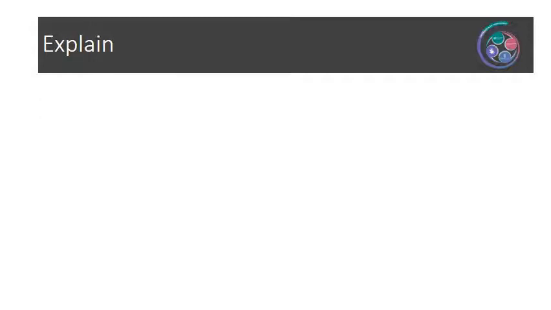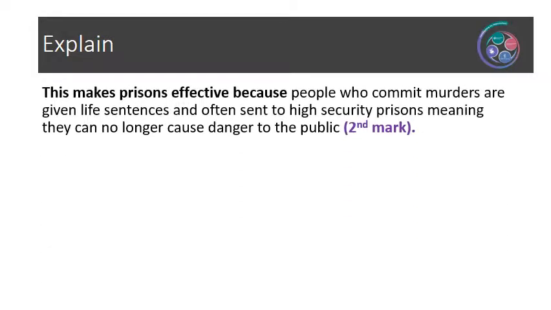We then want to add further details to explain why that makes prisons effective. This makes prisons effective because people who commit murders are given life sentences and often sent to high security prisons, meaning they can no longer cause danger to the public. This will allow you to achieve your 2nd mark, and note the word because is in this section. You will also see that the level of detail and the information that you need is just that little bit more challenging than perhaps for a describe response.